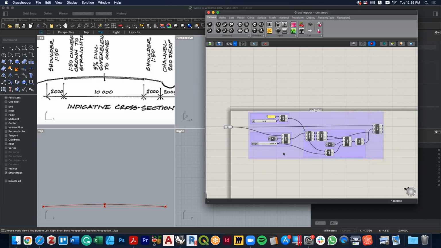Now, I want to turn off a lot of stuff here because I'm not really needing it. I'll turn off the previews for all of these components.